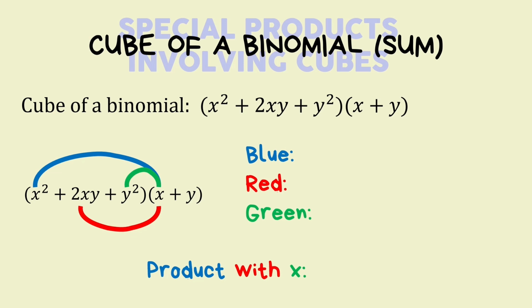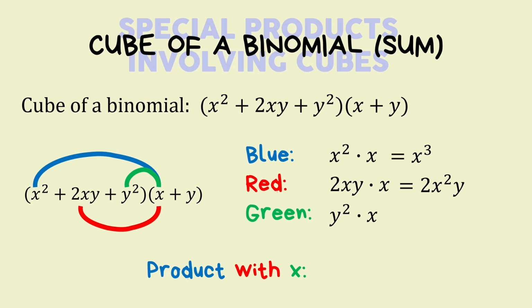According to the distributive law, we have to individually multiply the terms. That is, we are guided by the lines and the colors. The first are the first terms, x squared and x. If we multiply them, we have x cubed. 2xy times x will be 2x squared y, and y squared times x will be equal to xy squared. If you are confused as to how these work, recall the laws of exponents and multiplication of variables.